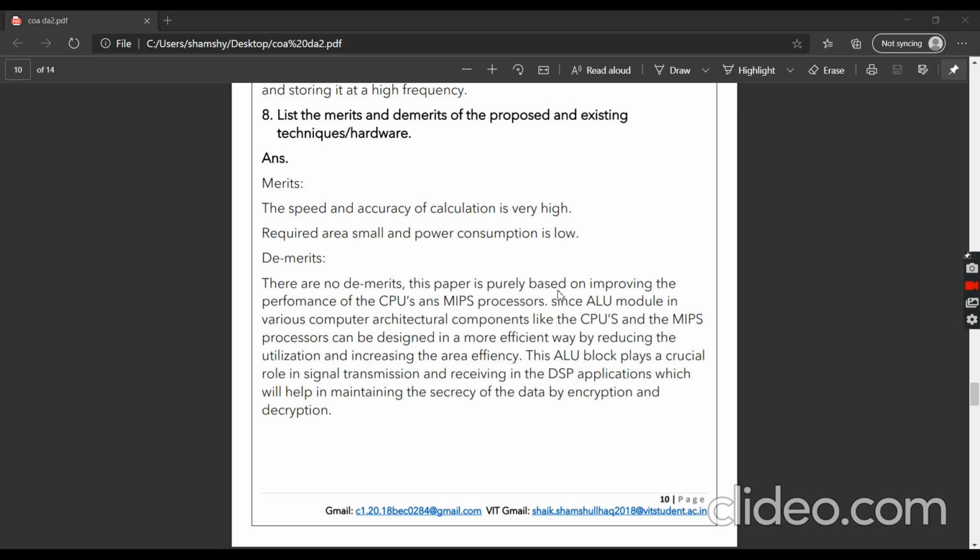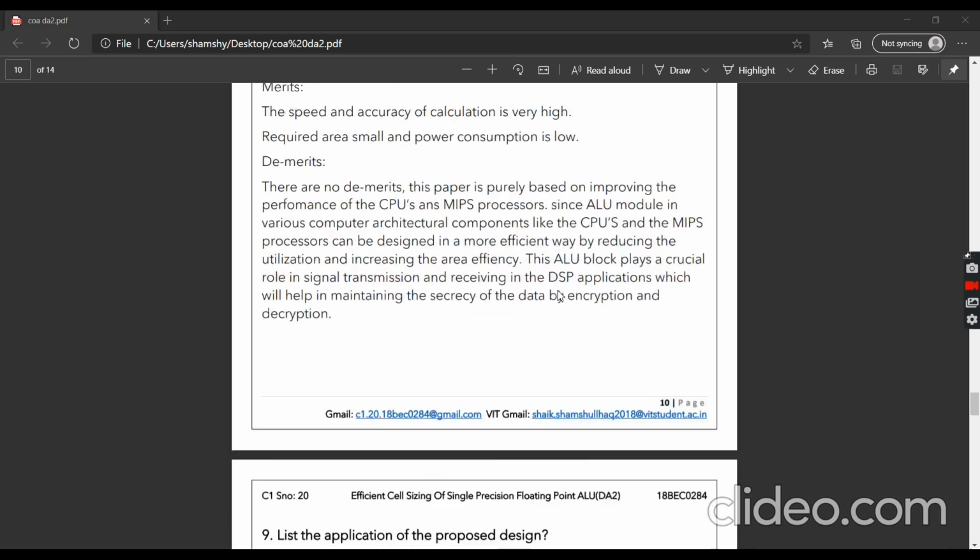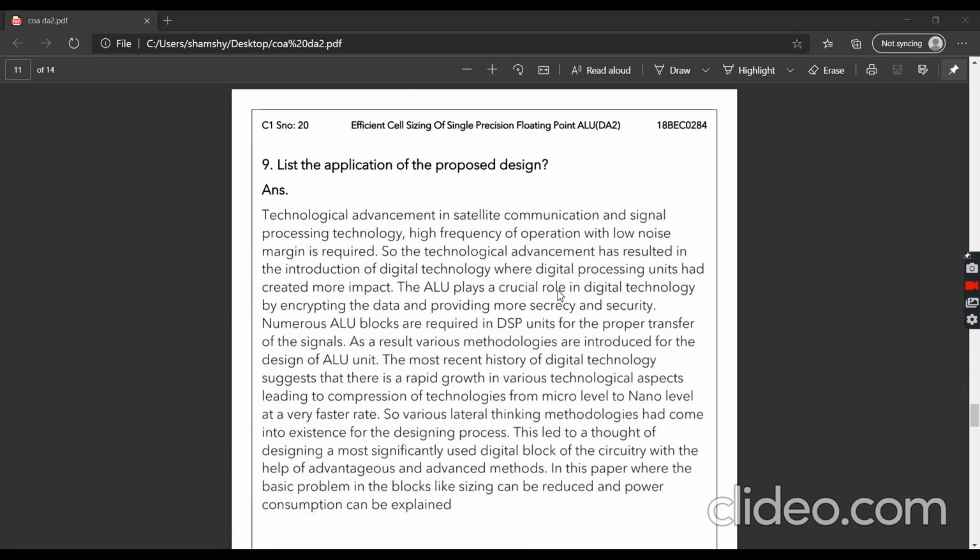Since the ALU module is used in various computer architectural components like CPUs and MIPS processors, it can be designed in a more efficient way by reducing the utilization and increasing the area efficiency. Moving further, here is the ninth question: list the applications of the proposed design.